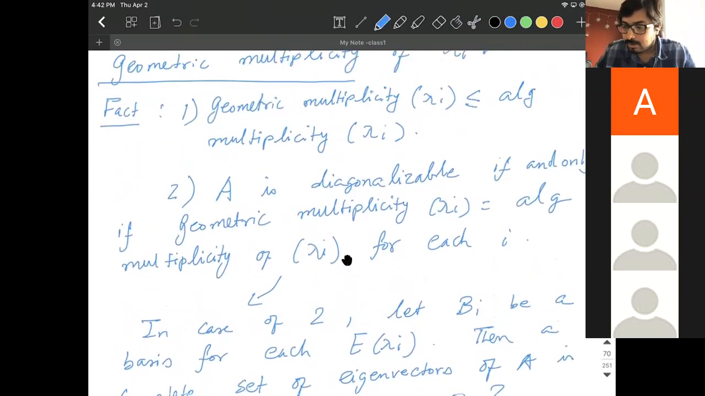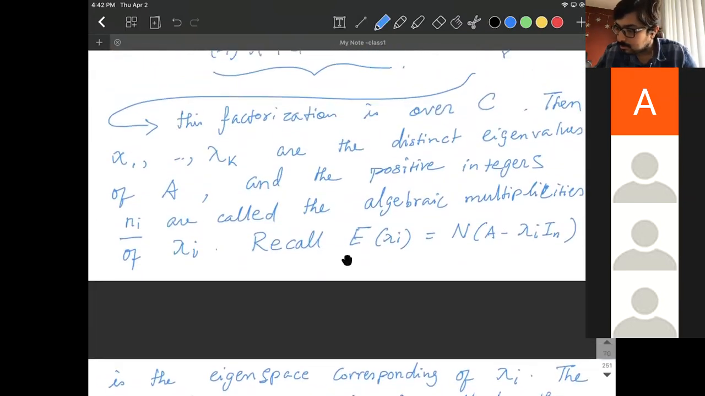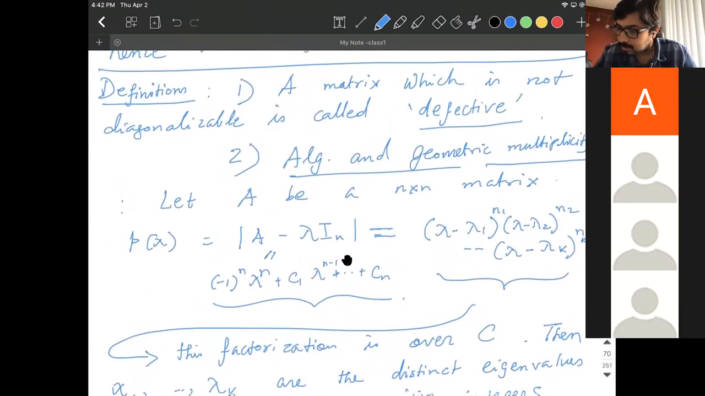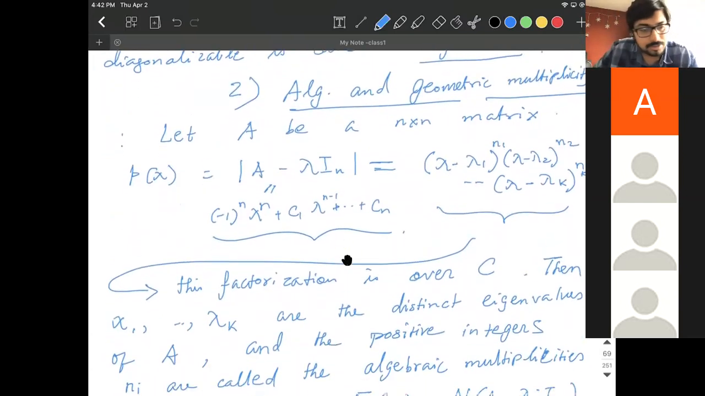Okay. So any questions about this definition of algebraic and geometric multiplicity?